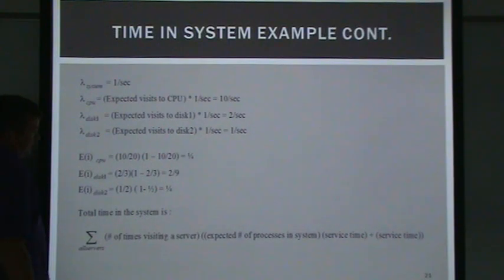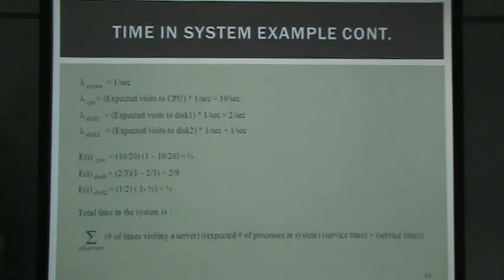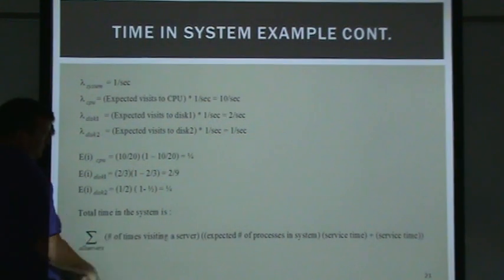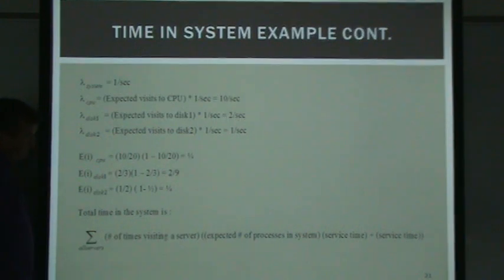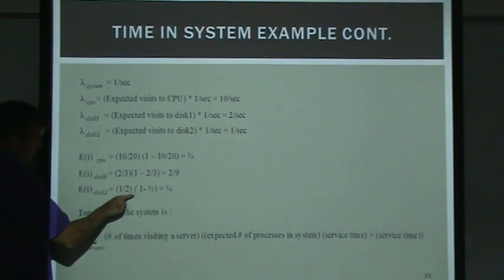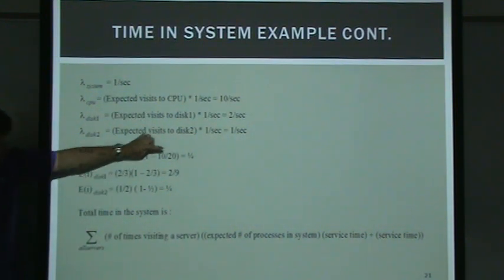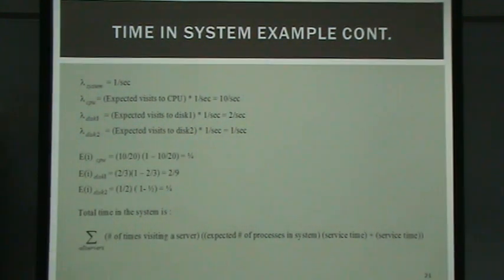So this ends up being 1/4 of a customer in front of us. And then disk 1 would be 2/3 times 1 minus 2/3 equals 2/9 of a customer in front of us. And disk 2 would end up being 1/2 times 1 minus 1/2, which is 1/4.